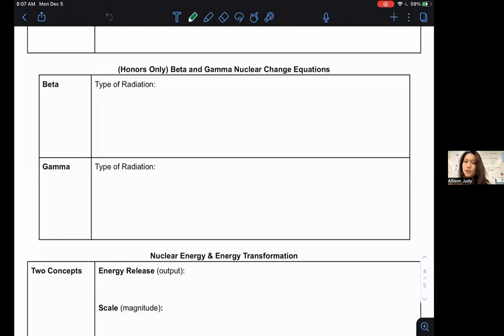This is your super short mini lecture on nuclear decay equations for beta and gamma radiation. Remember, everyone's required to understand the properties and be able to identify beta and gamma. You will also be expected to be able to write them. So you're just going that one little extra half step.